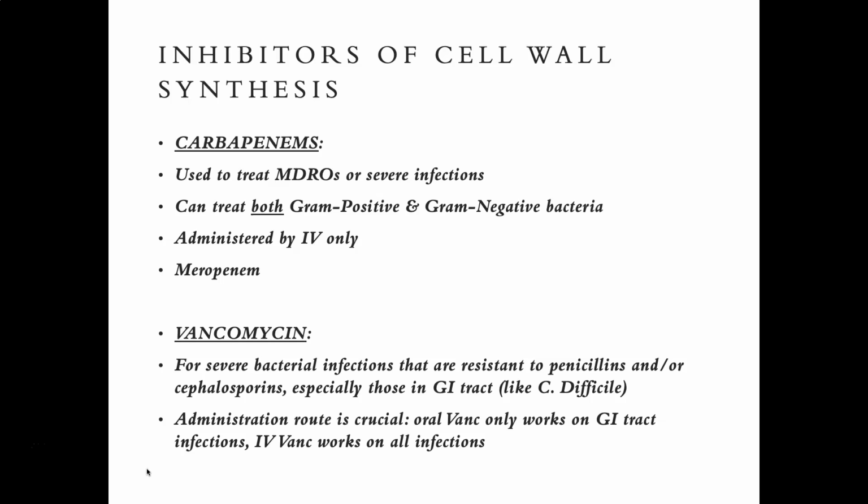Vancomycin works especially well on bacterial infections in the GI tract, like C. difficile. That's the drug of choice. If you've got a C. difficile infection, vancomycin is the drug of choice. Administration route is crucial with vancomycin. If you're going to use it on the GI tract, you have to give it orally. If you're using it for any other type of infection in the body, you have to give it IV. So make sure you know those details about vancomycin.